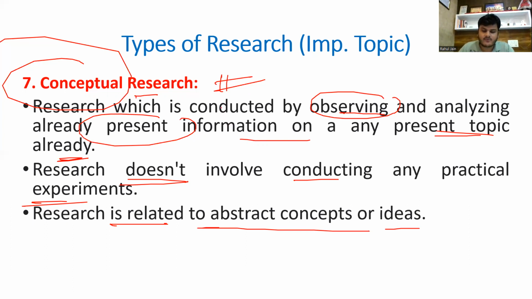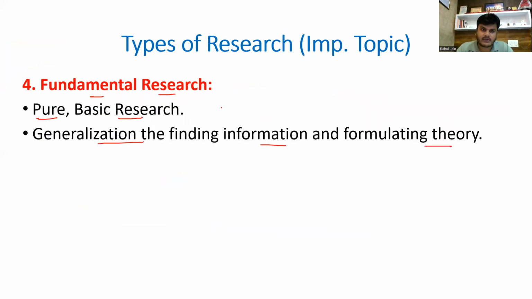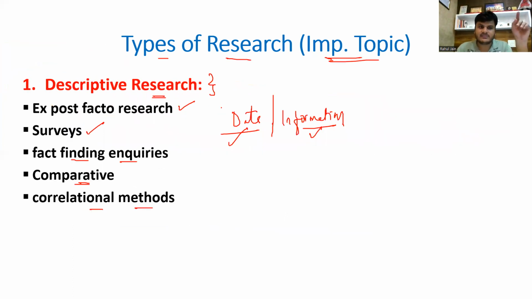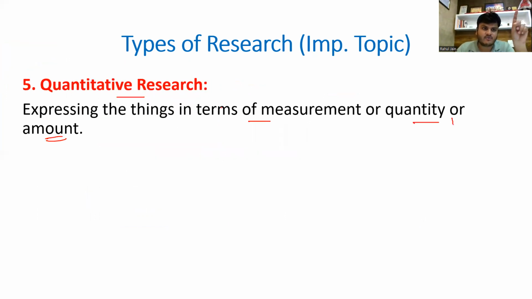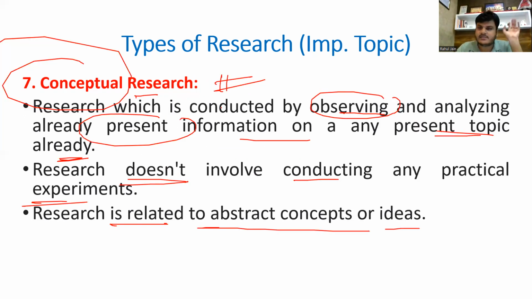So I hope the types of research are very clear to everyone. Let me try to revise it. The first one is descriptive, analytical, then applied, then fundamental, then quantitative, then qualitative, and then conceptual. I hope all these kinds of research are clear.